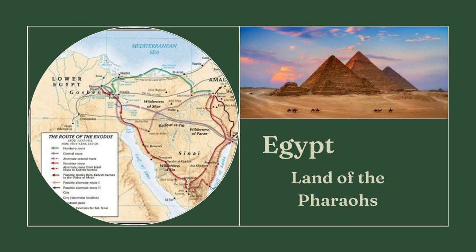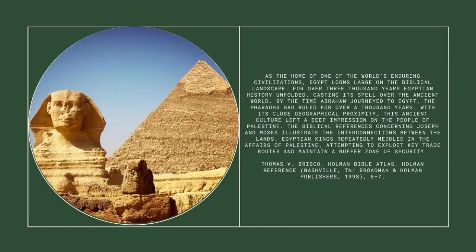So this is the northern part of the African continent. So if the Fertile Crescent connects this area and Mesopotamia, you have the connection there. And then Egypt itself being the land where the pharaohs come from. It's home to one of the world's most enduring civilizations. It looms large in the biblical landscape. For over 3,000 years, Egyptian history unfolded, casting its spell over the ancient world.